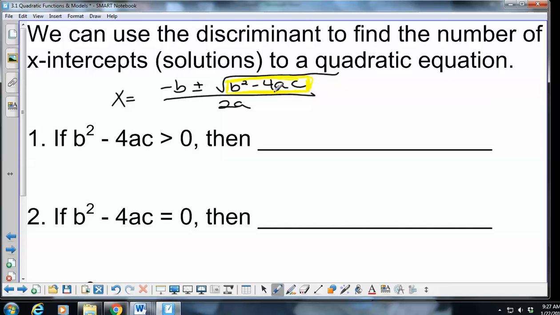So let's just think about that in terms of the quadratic formula. So that gives you your solutions. If you plug that in and you get a positive number under your square root, how many solutions do you have? 2. If that was like a 4, then you would have something plus 2, something minus 2. You get 2 real solutions, right? So if the discriminant is positive, two real solutions.